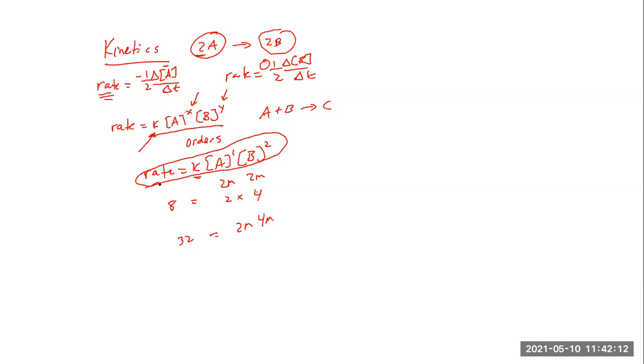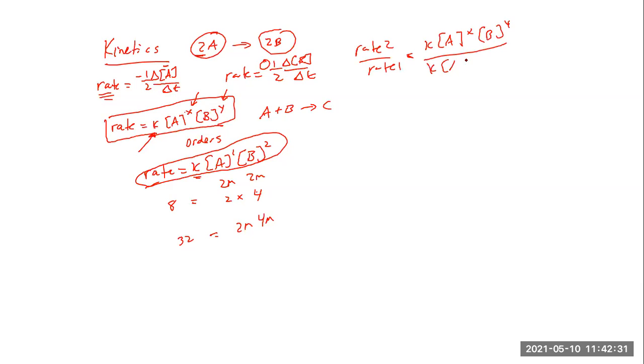Remember that we do find all these experimentally. So in this case, we usually do some type of calculation like rate 2 over rate 1 is equal to K times A to the X, B to the Y. And remember that we basically go to a table, which is a very common thing in kinetics, given to you, with concentrations, initial rates, and those types of things.